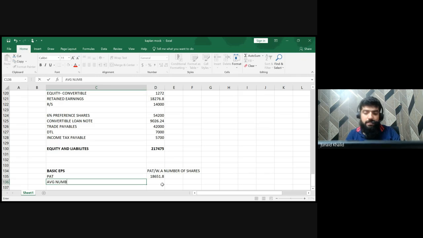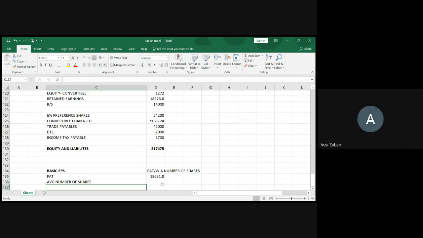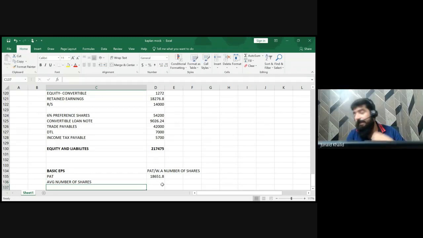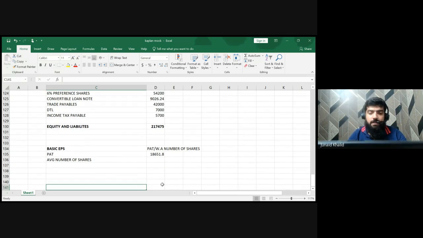Is there a need to calculate the bonus fraction or not? No, they didn't issue any bonus fraction. There is no bonus and even no right shares, right? Yes, there are a few shares they have issued, but that is at the full market price. So obviously we are going to calculate the average number of shares, but there is no need to calculate the bonus or the right fraction, right?